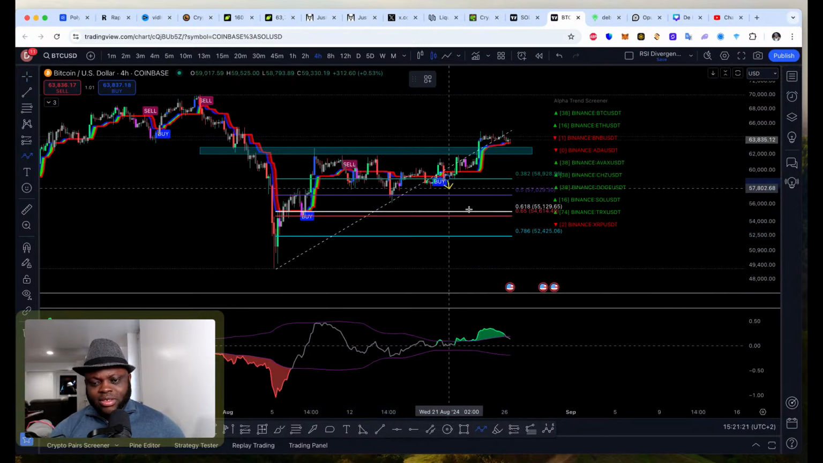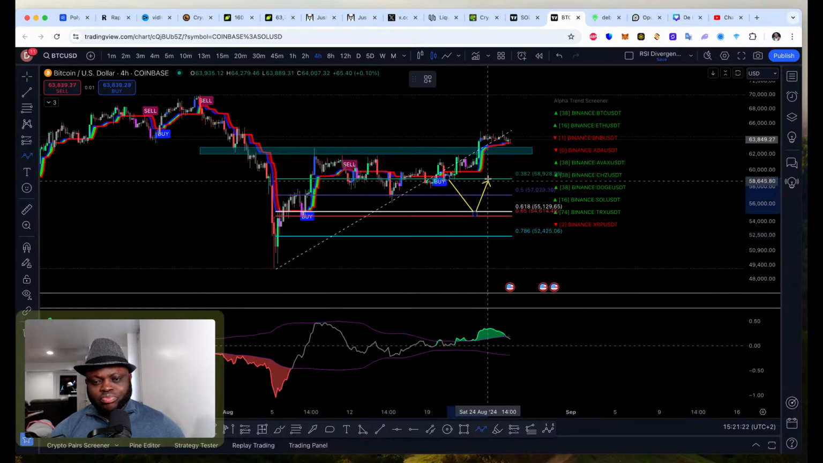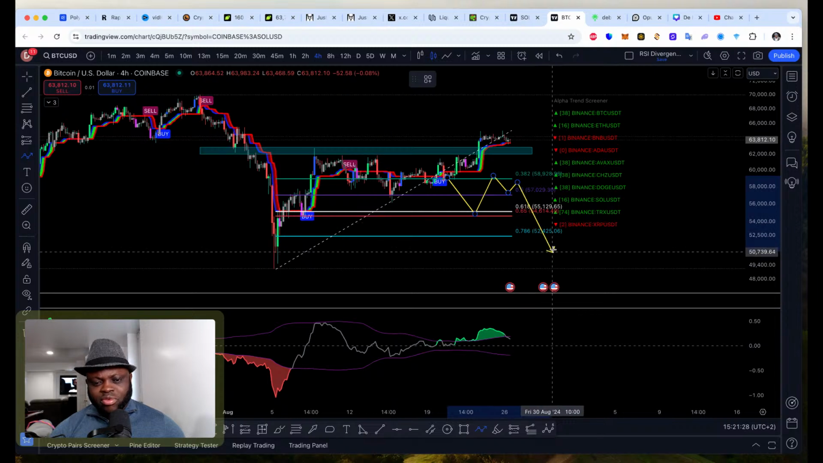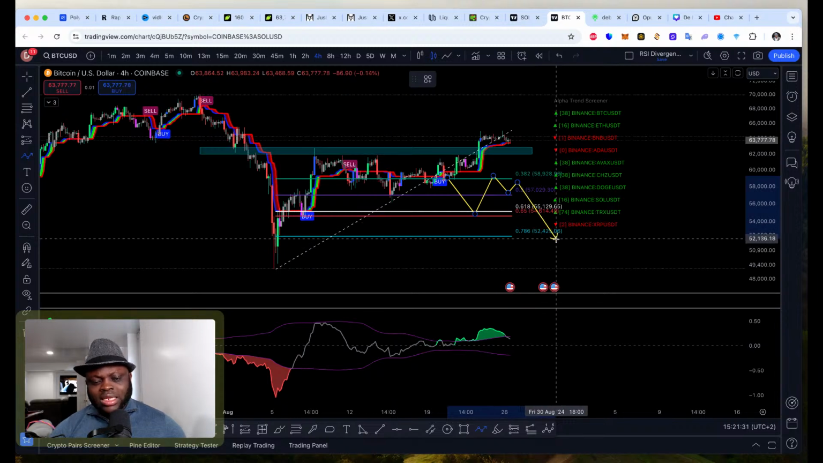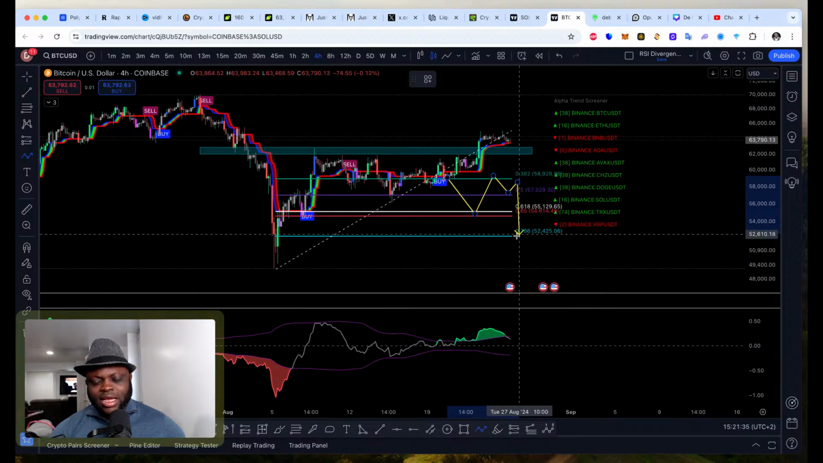So you want to see price does this. If price is not able to break this area here, if price rejects, comes like this, it rejects again, so you know price is going to go even more downward, and you're going to look at the final target at 0.786, this area here.